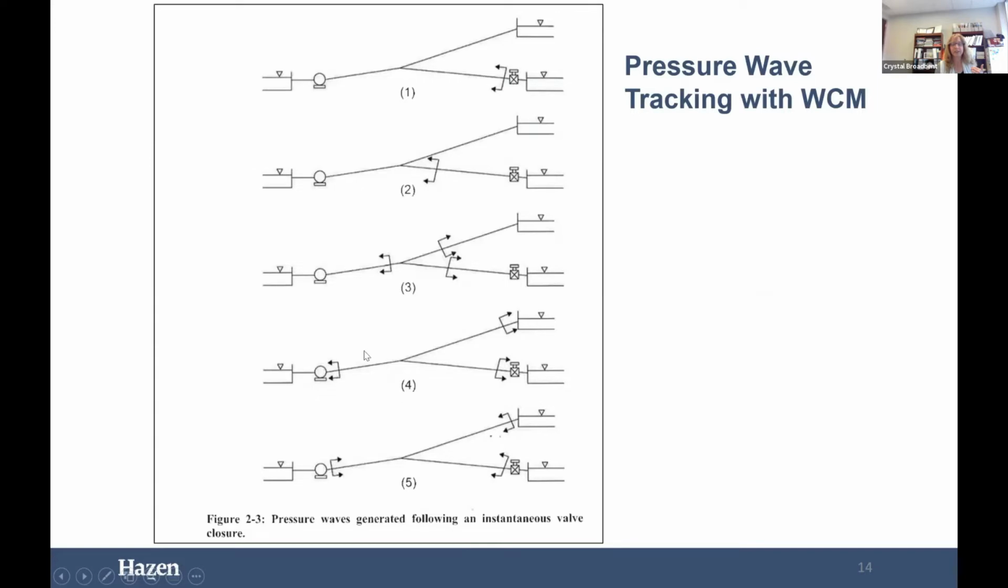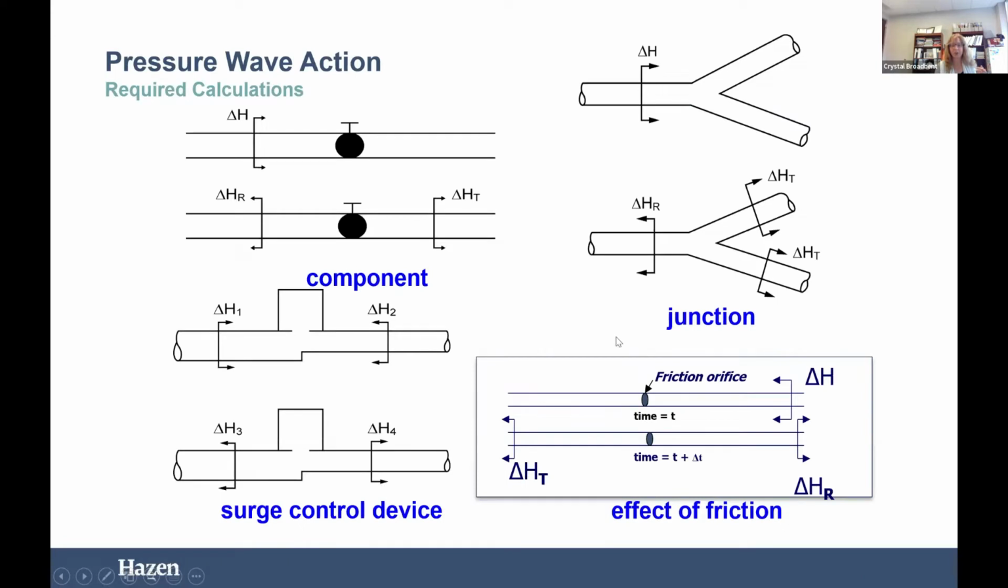And then when it gets to the next device, the next reservoir, the next valve, it starts to move it. So it does track it. It just does it in a simpler form than the differential equations. So all the math is being done at the components, at the surge devices, at the junctions, and at the effective, and it also takes in consideration the effect of friction as well.